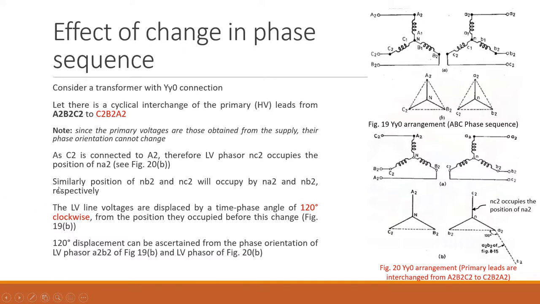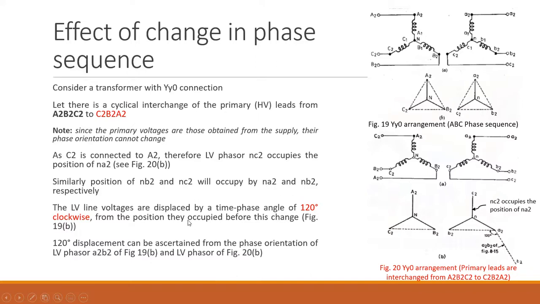So what would happen now, as C2 is connected to A2, it means the LV phasor NC2 is going to occupy the position of NA2. So basically here you could see that the earlier position which was occupied by NA2 will now be occupied by NC2. The position will be changed because the phase sequence is changed. In a similar line, you could see the position of NB2 is now occupied by NA2, and the position of NC2 is occupied by NB2. So the position of the phasors will be changed.